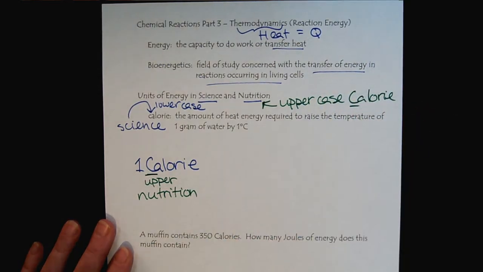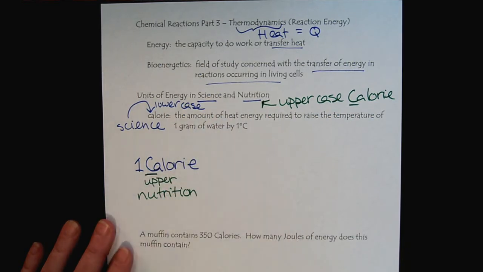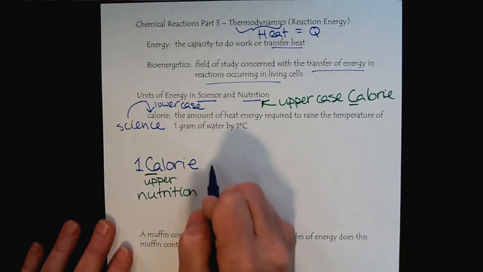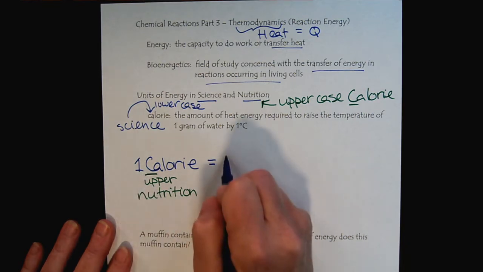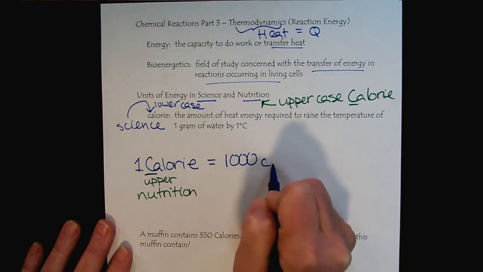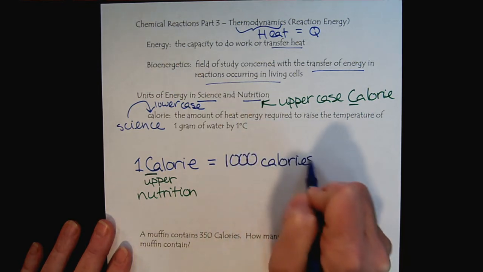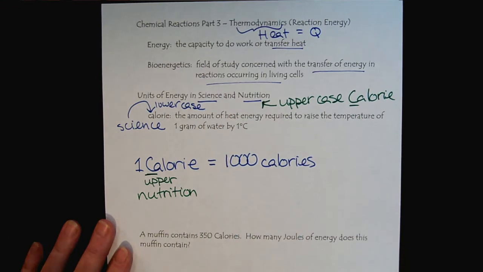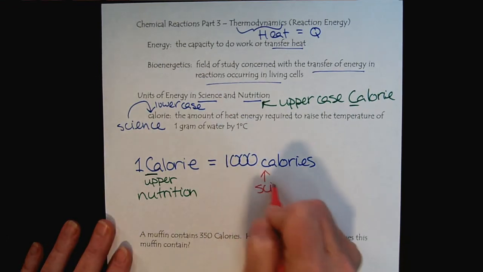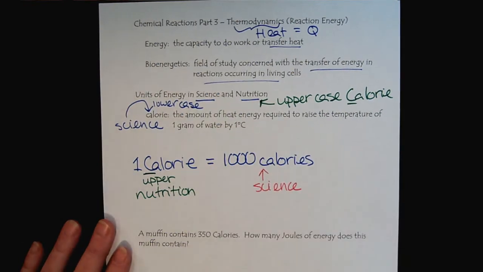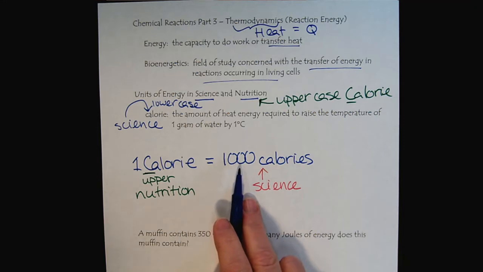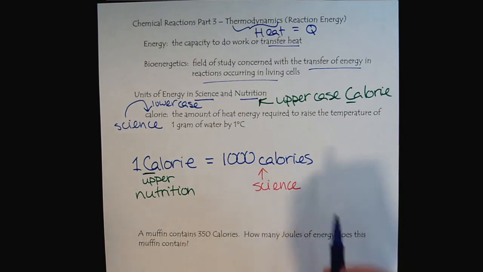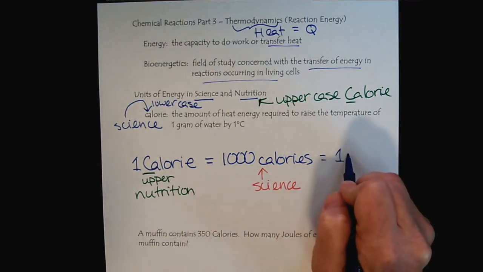So there is a connection between the science and nutrition definitions of calorie. So 1 nutrition calorie with an uppercase C is equal to 1,000 science calories. And now let's link this to what we understand about metric prefixes, right? So what's another way to write 1,000 calories? That would be 1 kcal.